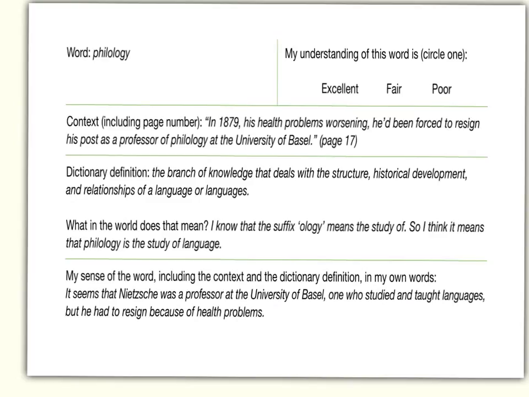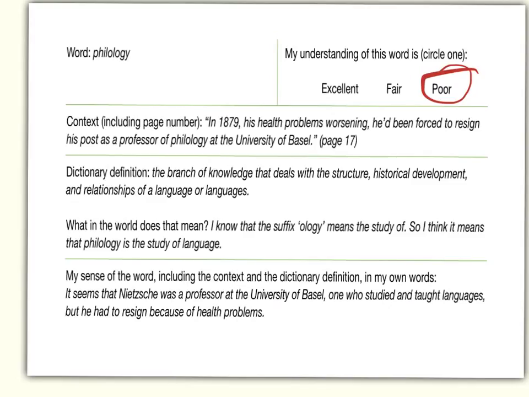The first thing we ask students to do is to rate their understanding of the word. This understanding of the word really is their understanding of the word before they do any work. So in this case, I might circle the word poor because I don't really know what philology means. Then the next piece asks them to provide the context, including the page number.